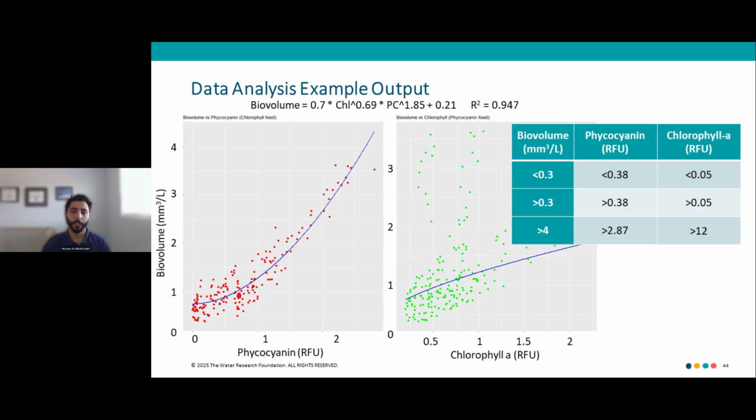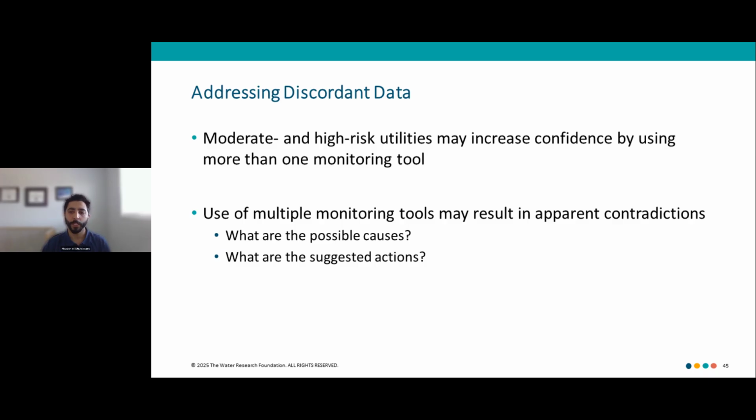So you'll get a nonlinear regression between, in this example, there are many others, biovolume versus phycocyanin and biovolume versus chlorophyll A. And then you see that there is this equation that's generated at the top of the screen. And you could use that equation to calculate site-specific thresholds for your own facility based on your own data, if you wanted to interpret the data in that way. So these resources are available for you.